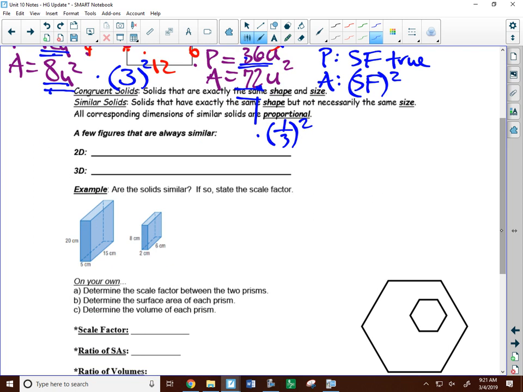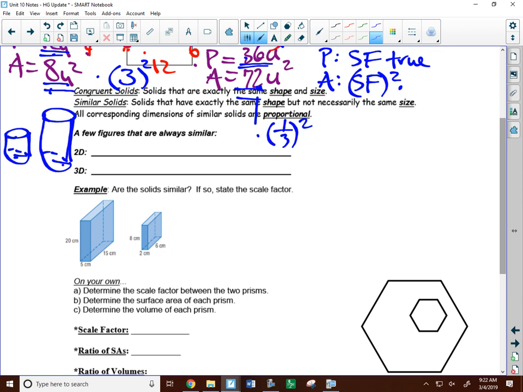So similar solids, congruent solids: same everything, right? The same shape and size. Similar solids: same shape but not necessarily the same size. That's a scaled figure. But all the dimensions are proportional. So if it was two cylinders and they're similar, the radii have the same ratio, and so do the heights, because those are the main dimensions. And in the problems below, they have to tell you that the figures are similar in order to use the relationship up here.